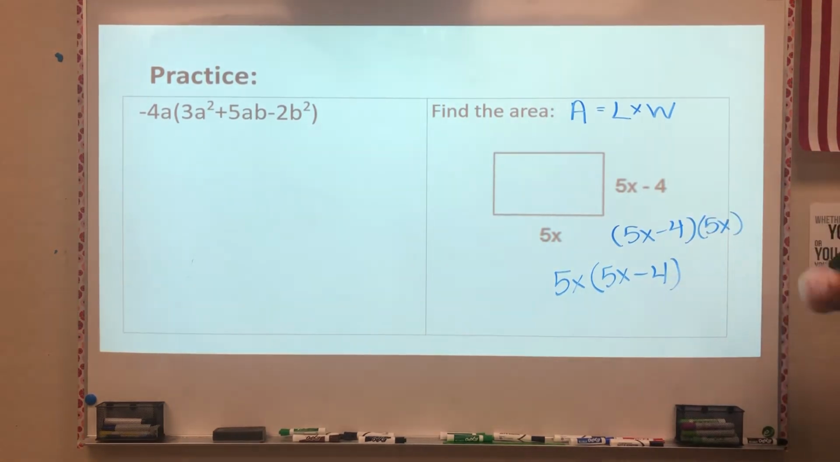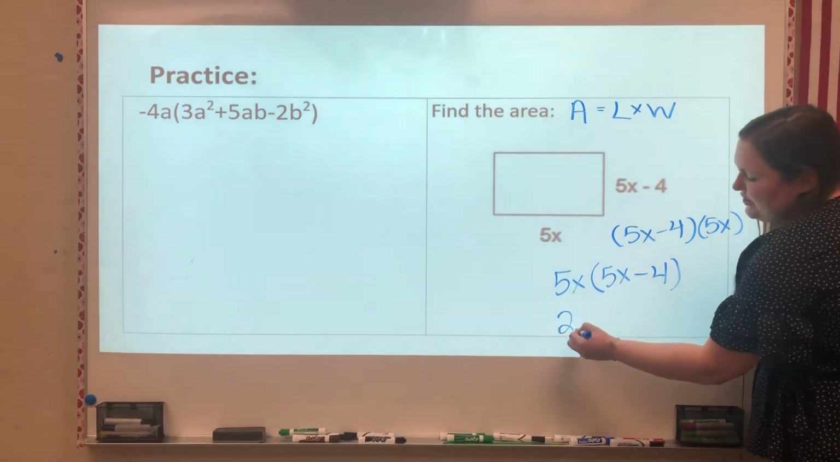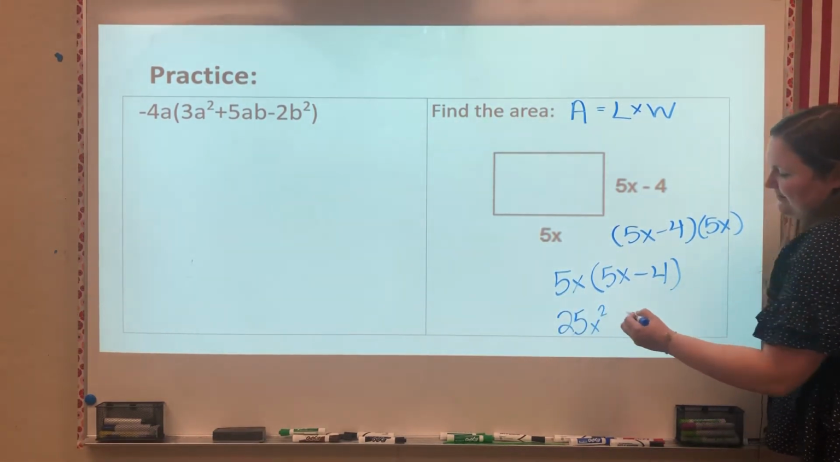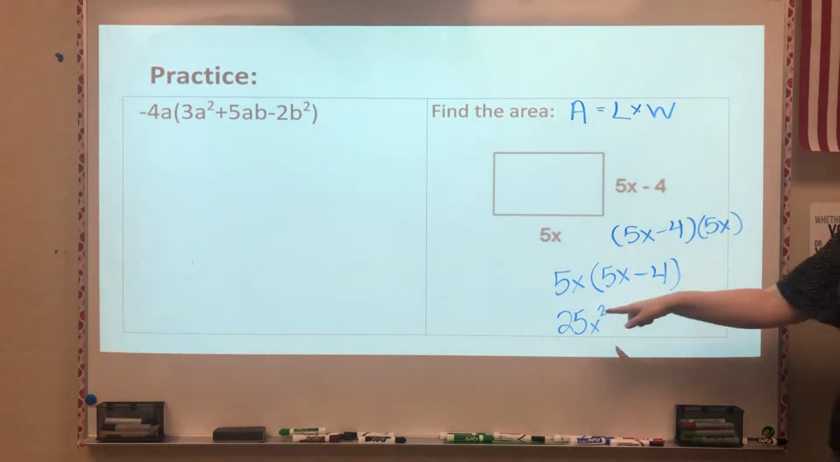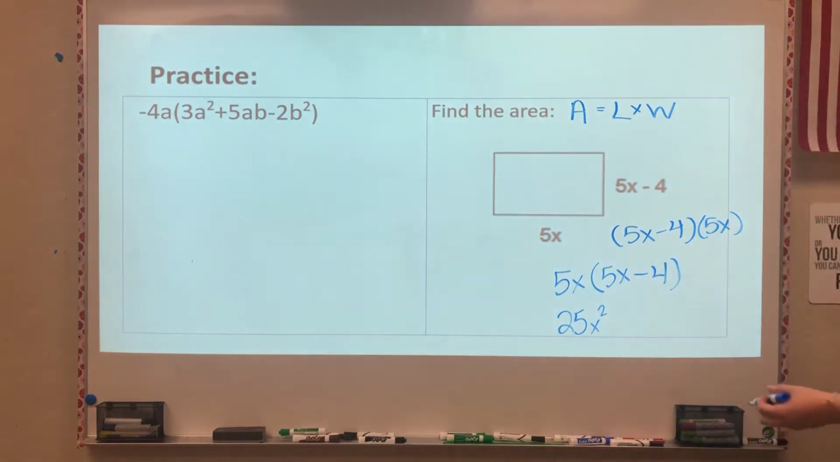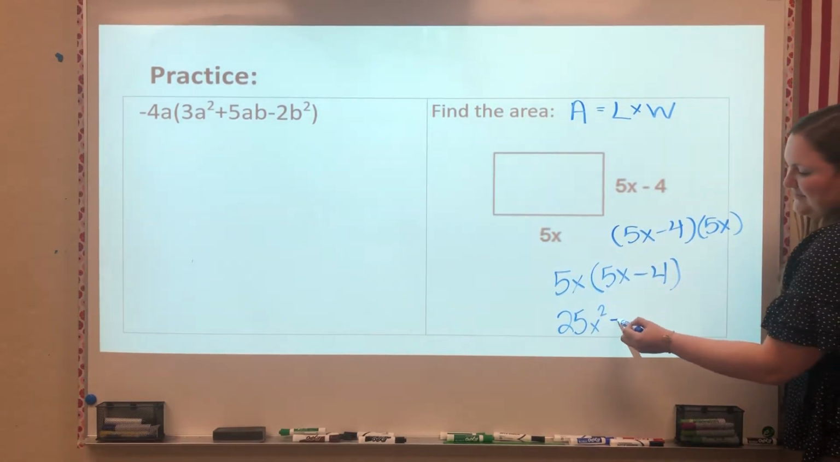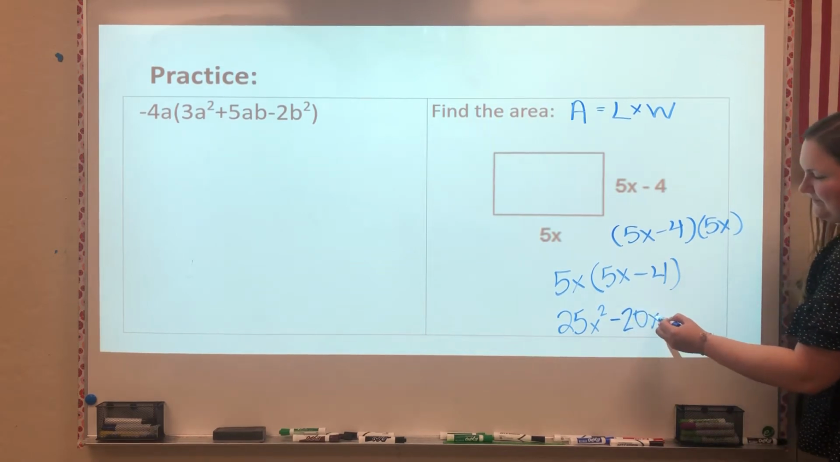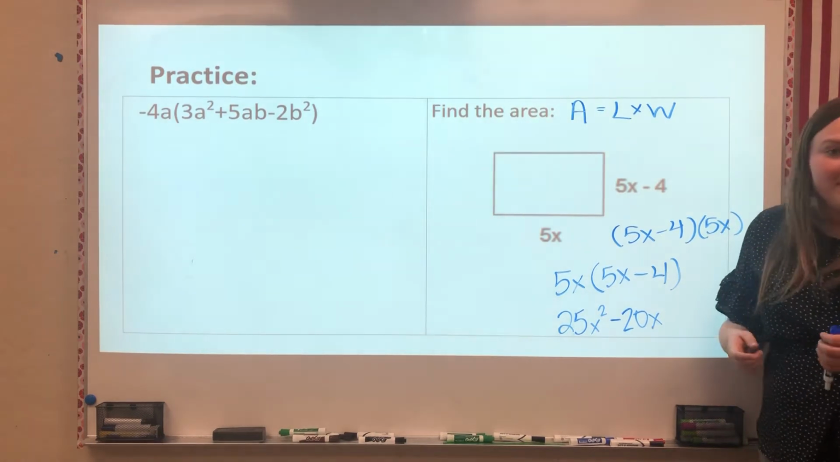Now it looks kind of like what you've already done. Both of these say the same thing, though. Here I would start by doing 5x times 5x, which gives me 25x squared. If you wrote it like this, it's the same idea. We're taking 5x times 5x, getting 25x squared. And then the second part, the 5x times that minus 4, that gives me minus 20x. Same idea here, the negative 4 times the 5x gives me negative 20x.